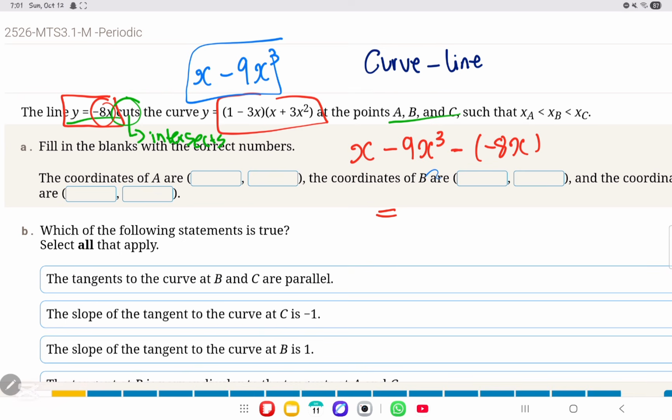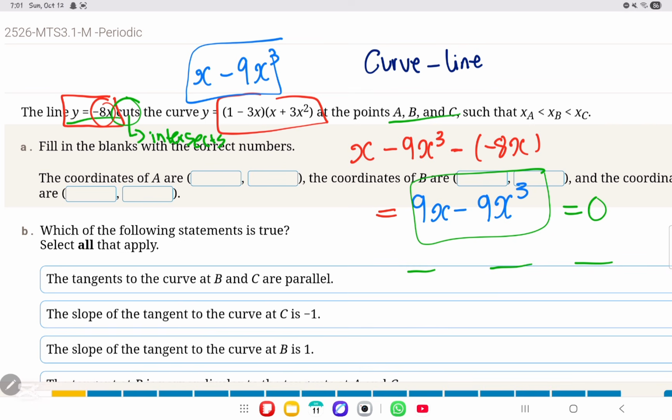So after solving, you will get the equation to be 9x minus 9x cubed. Now, what do we do in this scenario? We take our calculator, or even without the calculator, if you want to solve it mentally or on paper, you can. And you will need to solve this equal to what? Equal to 0. When you solve this equal to 0, you will get 1, 2, and 3 points. And these 3 points will be what? They will be xa, xb, and xc.